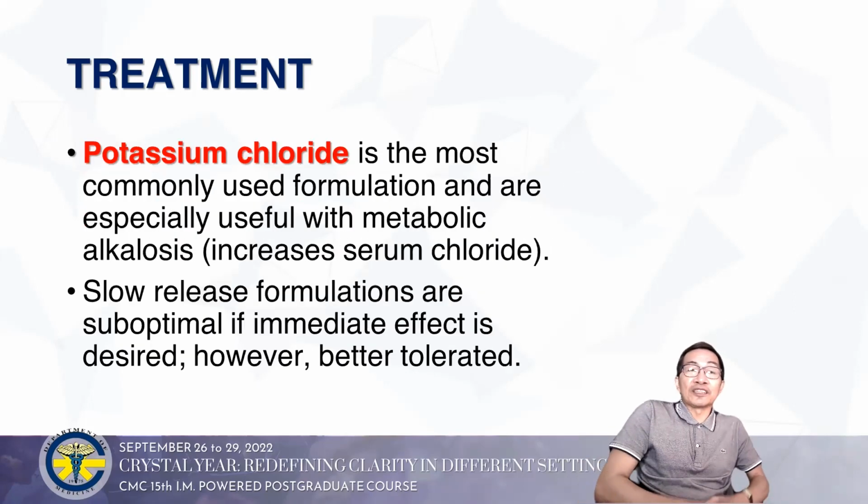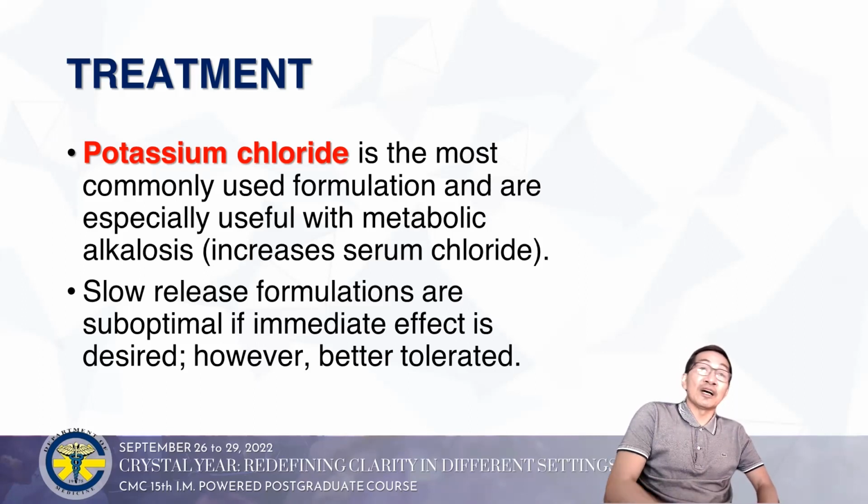Potassium chloride, of course, is the most commonly used formulation and is especially useful with metabolic alkalosis and increases your serum chloride. Now, slow release formulations are suboptimal if you want immediate effects. However, the slow release formulations are better tolerated. So if you are not in a hurry, then you can use the slow release formulations.